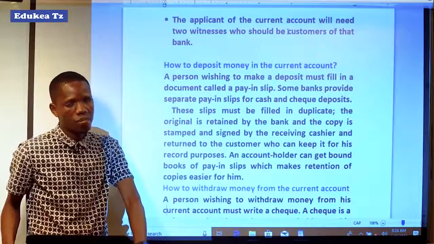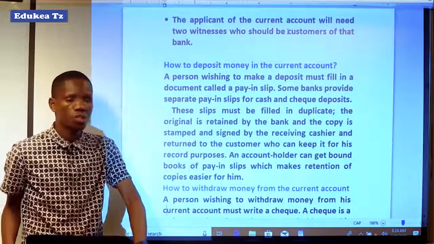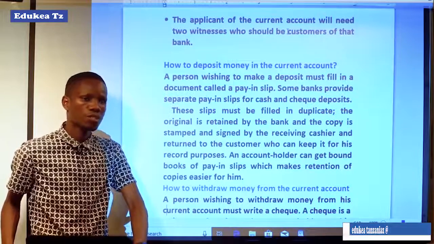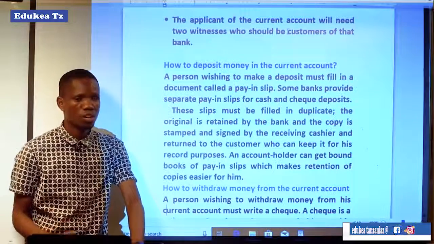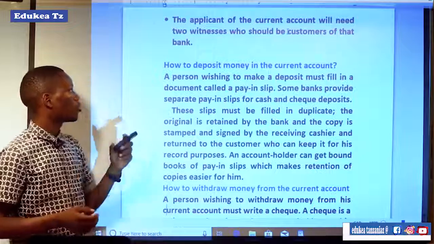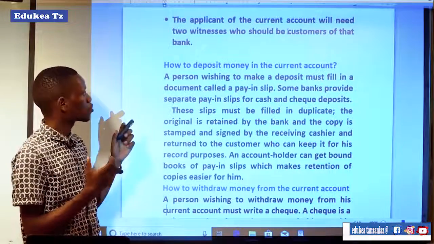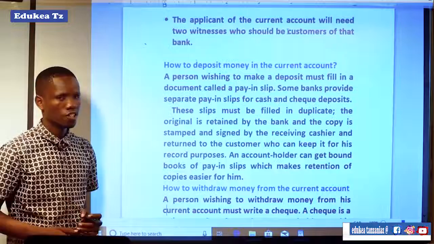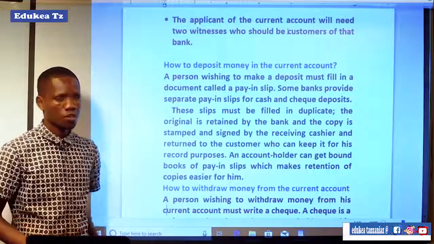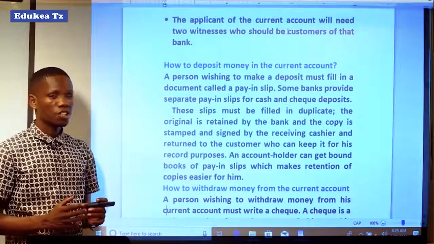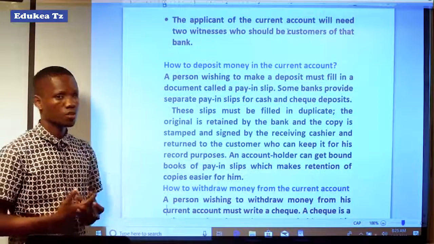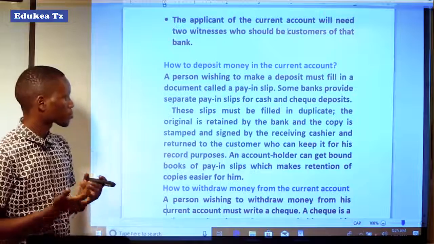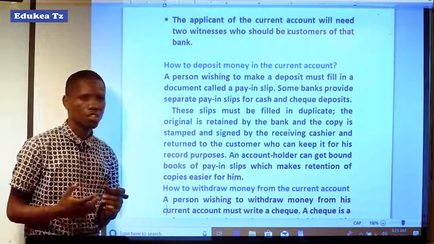Now, after we have discussed the features of the current accounts which are offered by these commercial banks in East Africa and other parts of Africa and the world in general, let us shift to the next part where we are going to look at how to deposit money in the current account, because as there are different types of accounts which are being offered by these commercial banks, even how to deposit the money into these accounts differs. Now, let us look at how a person can deposit money into these current accounts in commercial banks.